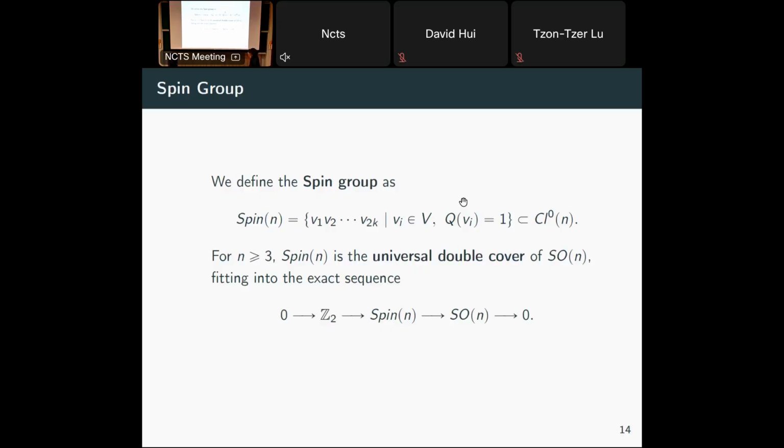Now, this group is actually the universal double cover of your Lie group SON, which means if you consider the first fundamental group pi1 of Spin n, it will be 0. That's the definition of universal cover. Of course, n has to be greater than 2. And from this, you can clearly tell what the fundamental group of SON is. So that's a short exact sequence.